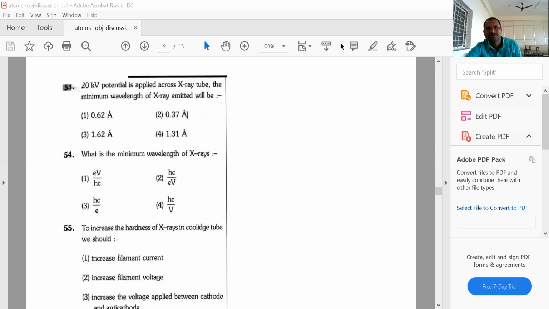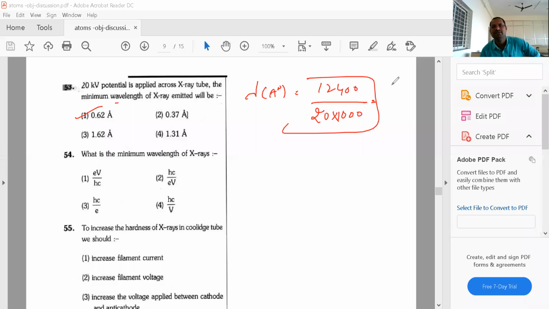Question number 53. A 20 kilovolt potential is applied across an X-ray tube. Then the minimum wavelength, again the same question, in angstrom is nothing but 12,400 divided by 20,000. You will get option 1, 0.61. Do these calculations and you will get the answer.